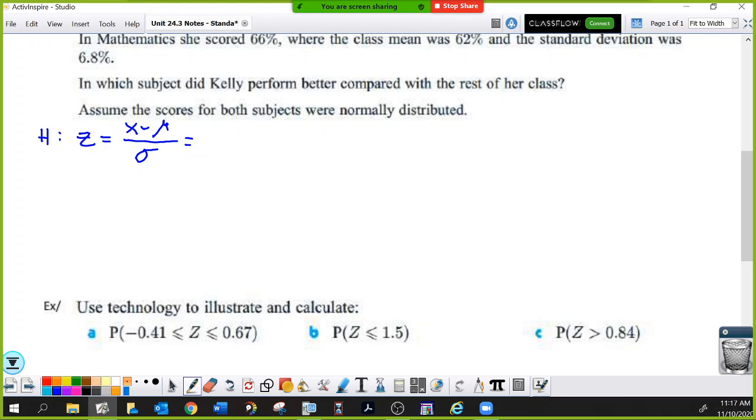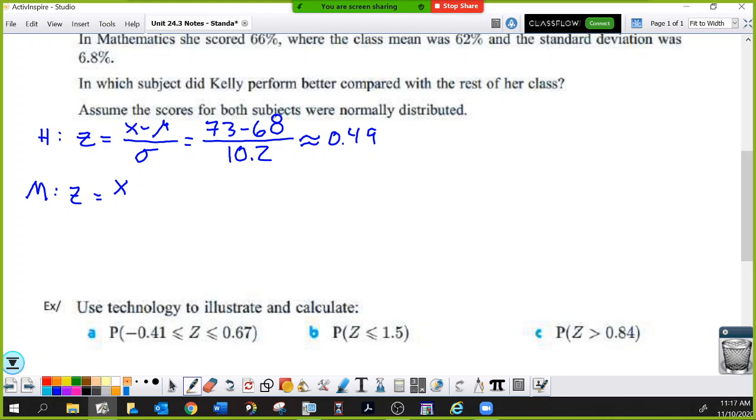Our x for history was 73%. The mean was 68, and the standard deviation was 10.2. So you do this on a calculator, and you get a z-score of around 0.49. That means in that class, her score is almost a half a standard deviation above the mean. It's pretty good. In math, same formula.